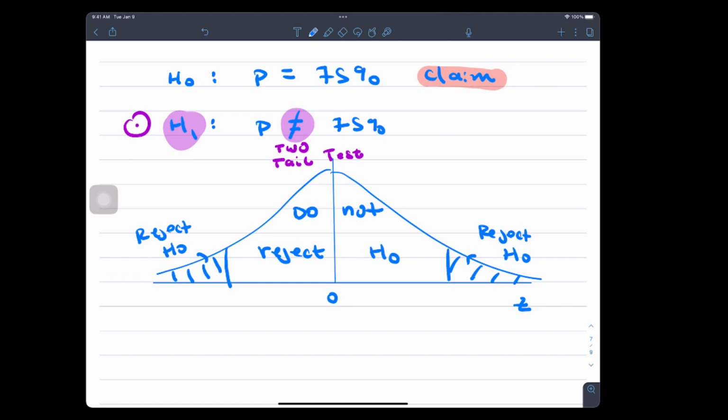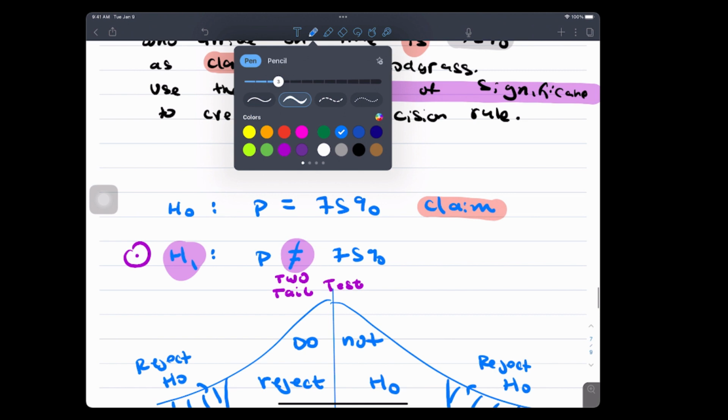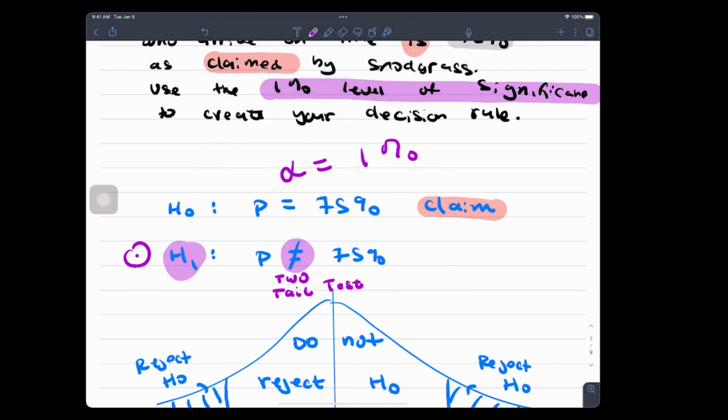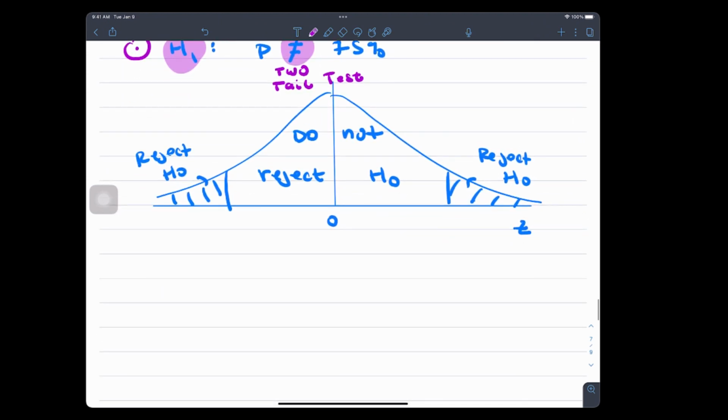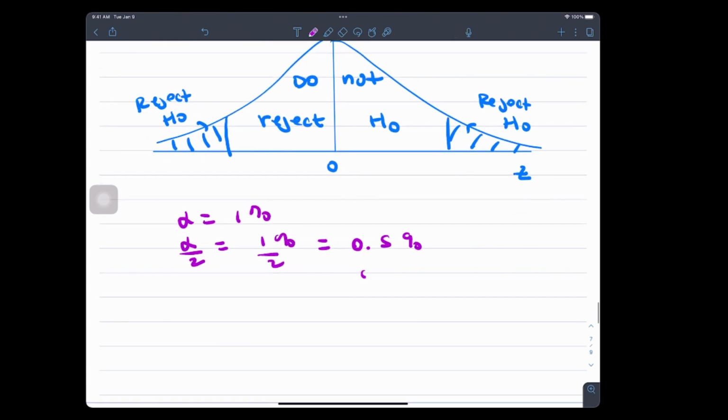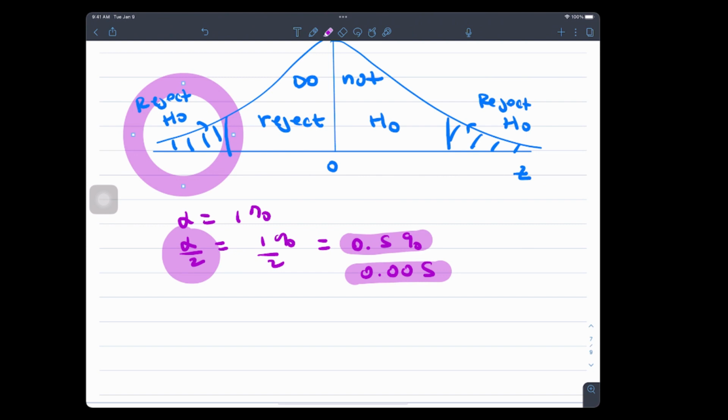But you're not done with your decision rule, ladies and gentlemen. You're not done. Why? What was alpha? 1%. What does that mean if alpha is 1%? Remember, half is in each tail, so this is alpha divided by 2. So this is 1% divided by 2. Do you guys know what that is? That's 0.5%, and as a decimal it's 0.005. So in your tails here, you're going to have 0.5% here and 0.5% here. So what you're looking for now is these special numbers, right?